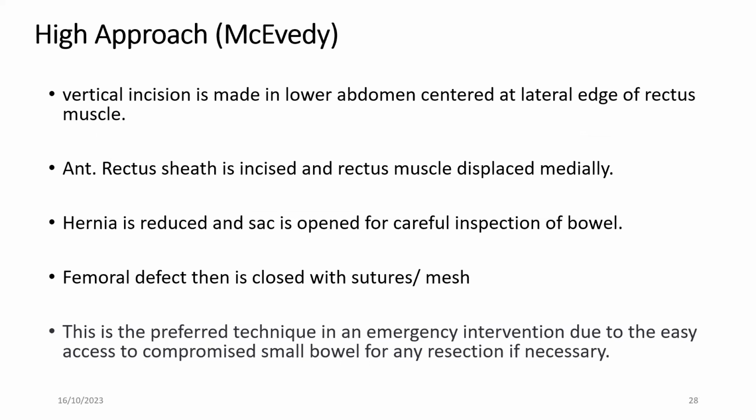For the high approach, a vertical incision is made in the lower abdomen, centered at the lateral edge of the rectus muscle. The anterior rectus sheath is incised and the rectus muscle is displaced medially. The hernia is reduced and the sac is opened for careful inspection of the bowel. Then same thing, the femoral defect is closed with sutures or mesh. And this is the preferred technique in an emergency intervention due to easy access to compromised small bowel and for any resection if necessary.